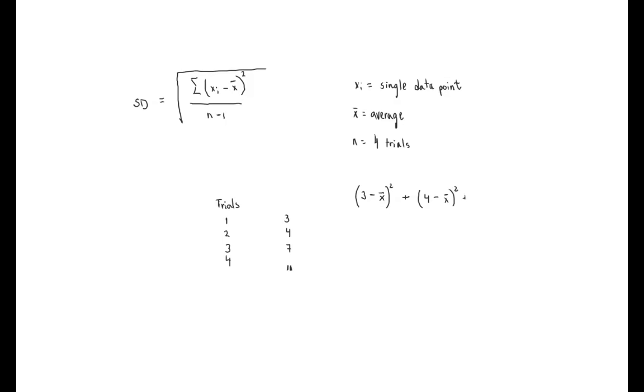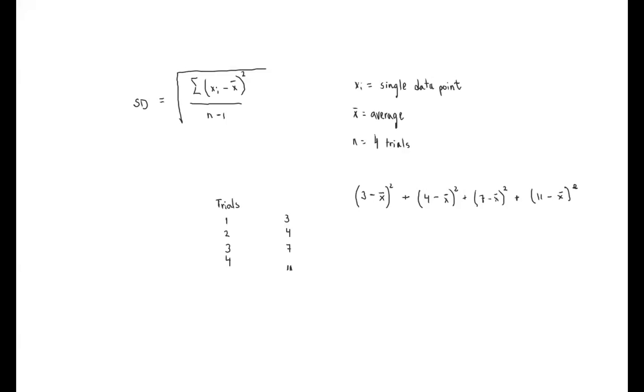Again, plus 7 minus x bar squared, plus 11 minus x bar squared. There we go. That is the top part of the calculation. You would put in all your data points. You would fill this up with all your data points, and then you will be good to go.